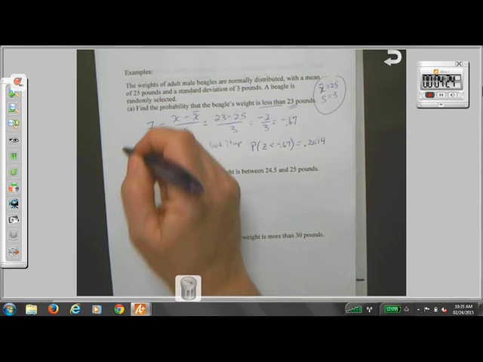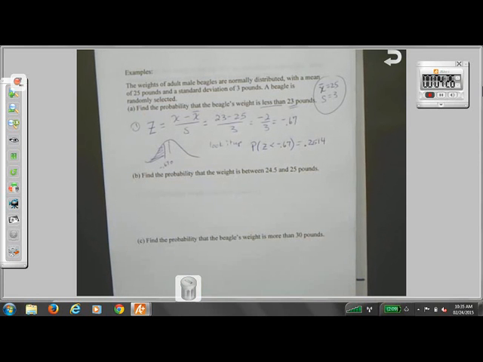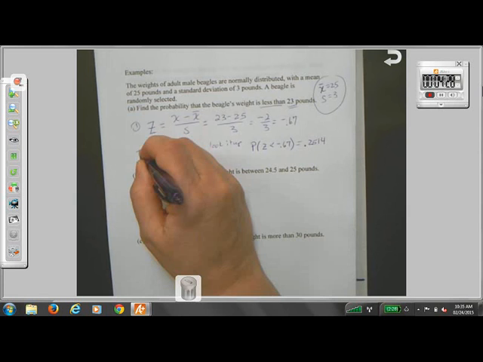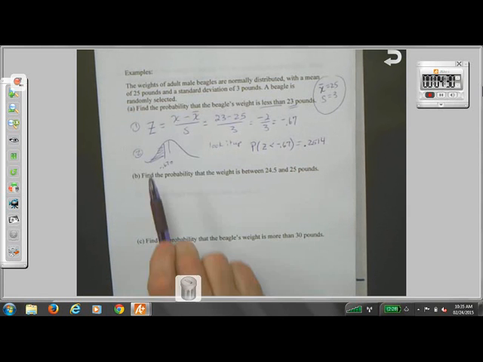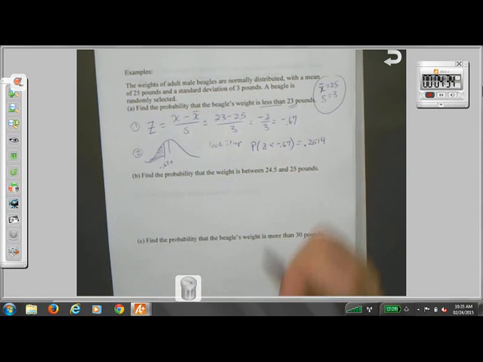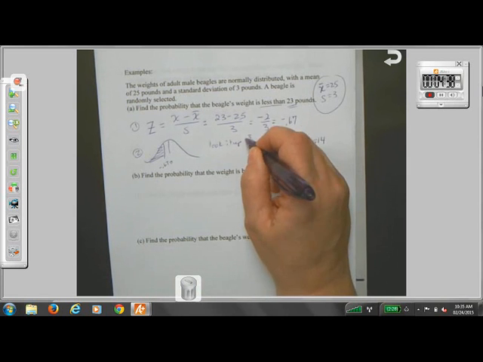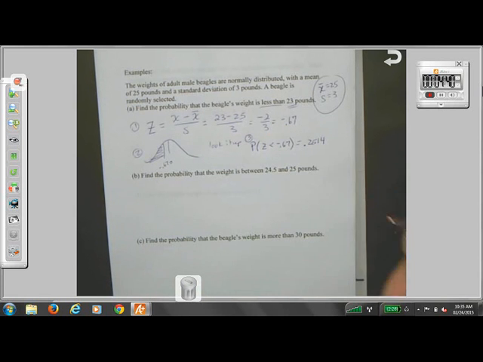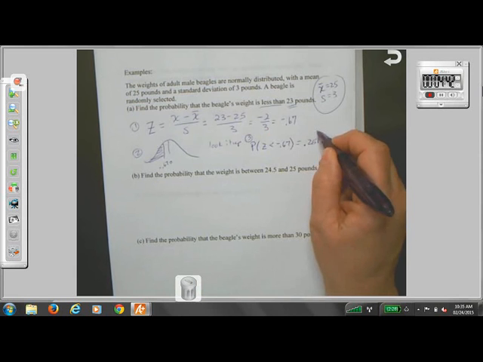So step one is to convert to a z-score. Step two is just like we've been doing before. Draw your curve, place your z-score, look it up. And I've put step 3 as write the probability equation, and then use the table to find your answer in step 4.